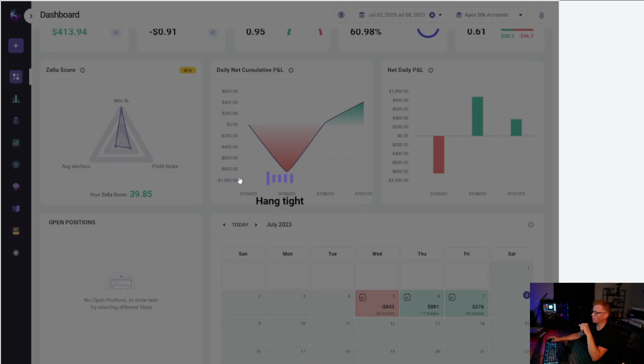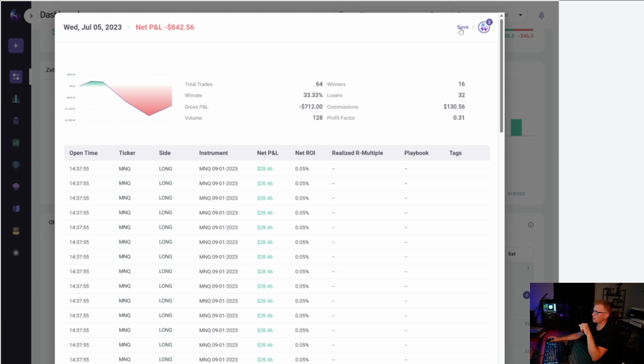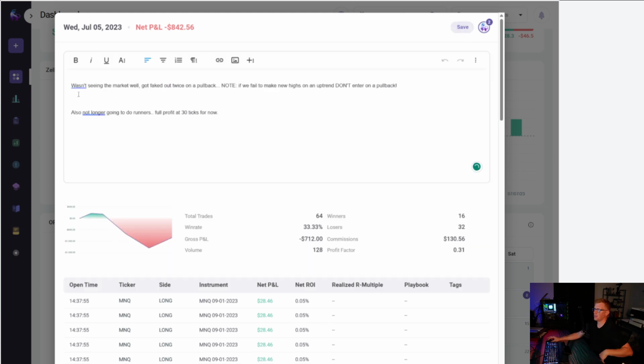But actually, I always like to just read my journal note for the day. So on Wednesday: wasn't seeing the market well, got faked out twice on a pullback. One of them was the one I just showed. And then, this is where I added my note on Wednesday: if we fail to make new highs on an uptrend, don't enter on a pullback. So just kind of a note for myself. And then also, no longer going to do runners. So that is kind of something we changed this week.